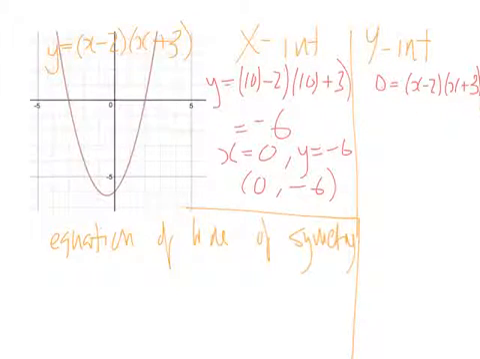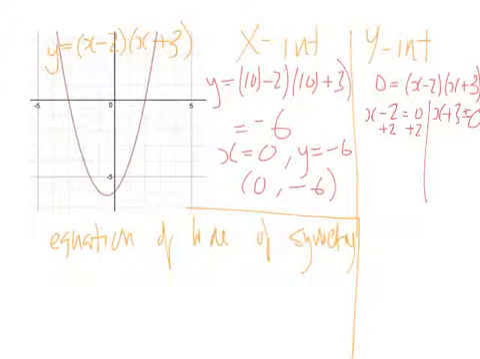Now this is a quadratic, and it's already factorized for me. When a quadratic is already factorized, you set one bracket equal to 0 and solve, then set the other bracket equal to 0 and solve. So I get x minus 2 equals 0, and x plus 3 equals 0. If I solve those two, I get x equals 2, and from the other one, x equals negative 3.